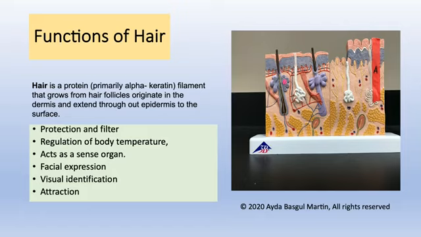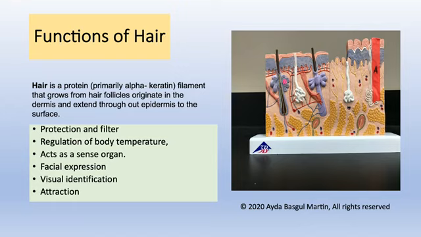First, protection and filtering. You may understand this function when you think about the special group of hair on your eyelashes, eyebrows, in your nostrils, and entrance of the ear canal. Notice they block the dirt and foreign particles from entering inside your body. Eyebrows block the excessive sunlight and sweat from entering your eyes.